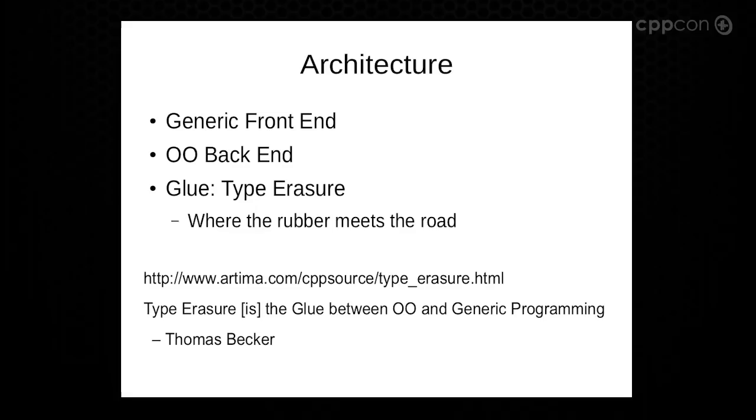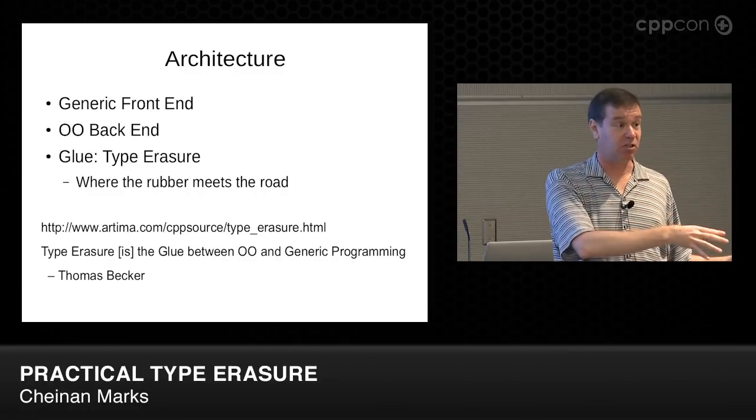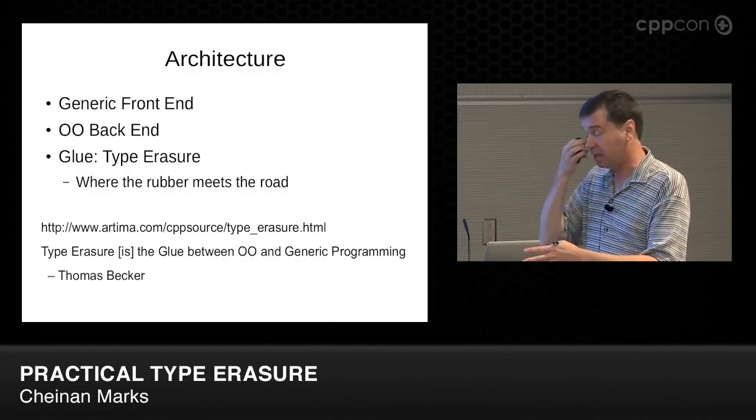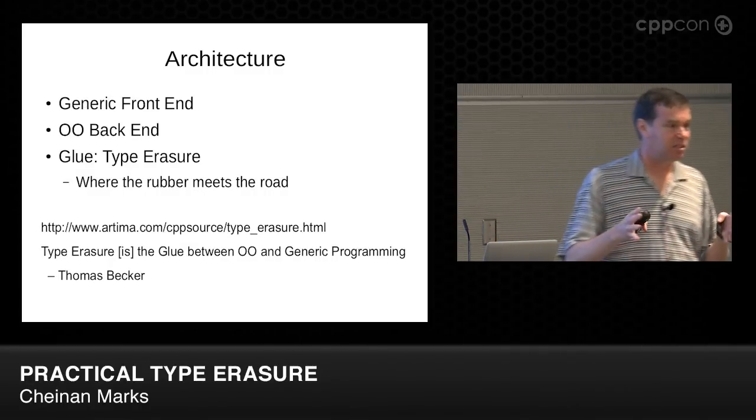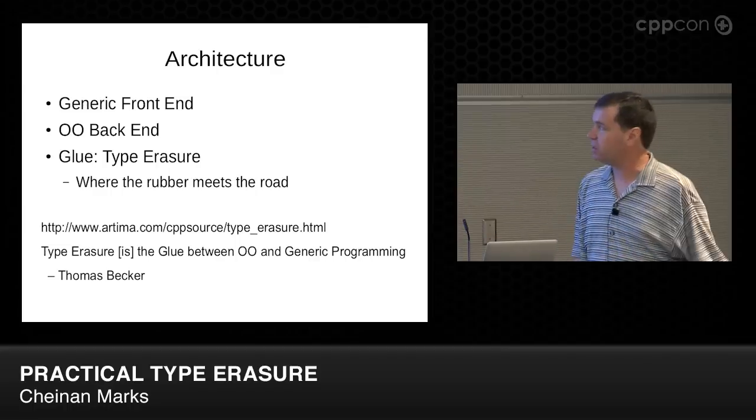So I had a problem of how do I connect this backend that has virtual functions to the front end, which has templates. And it will be no surprise to anybody that the answer is type erasure. Type erasure, and this is the key point of the talk, is the glue that connects the object-oriented backend to the generic front end, and vice versa, the generic front end to the object-oriented backend. It's a very nice way to connect these two systems, and it is used over and over in this manner.